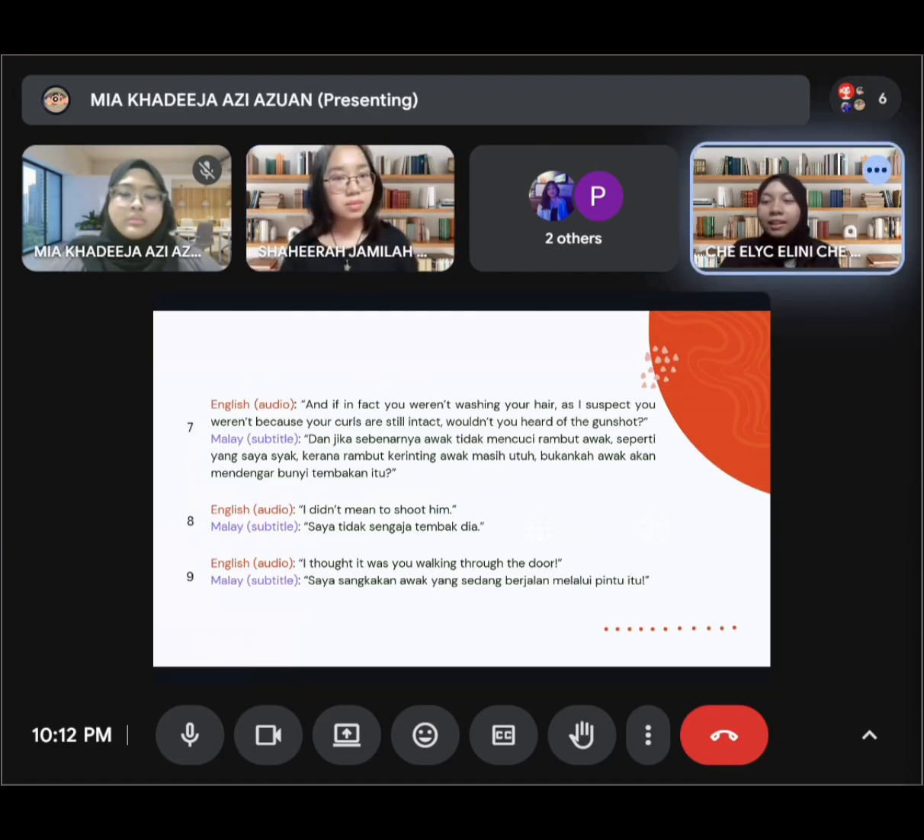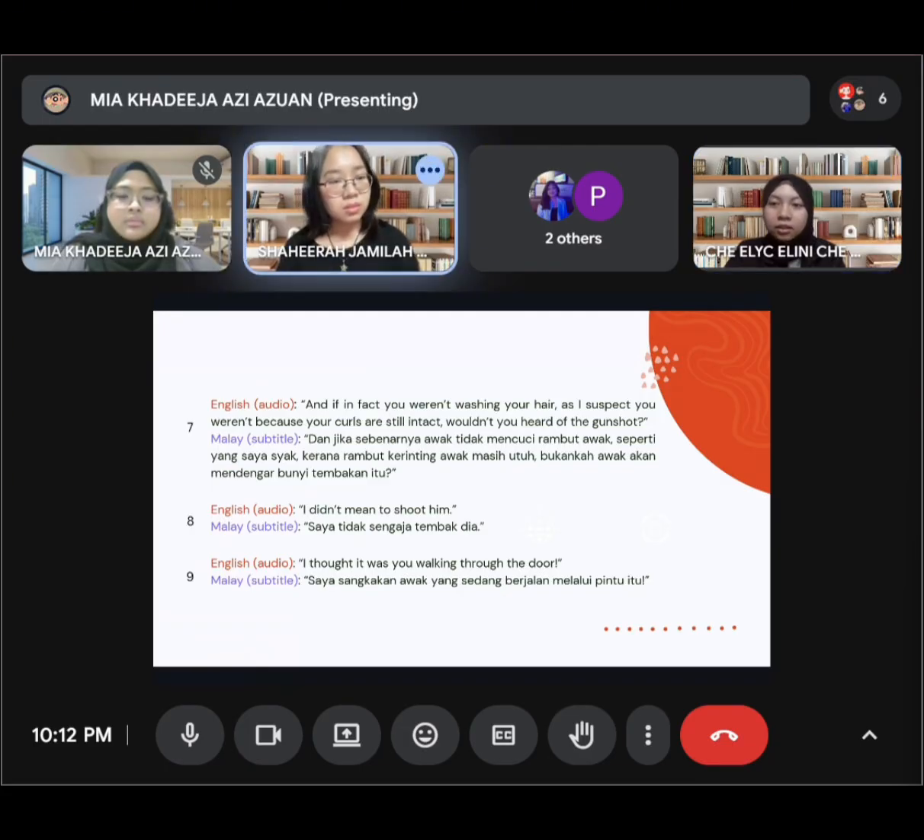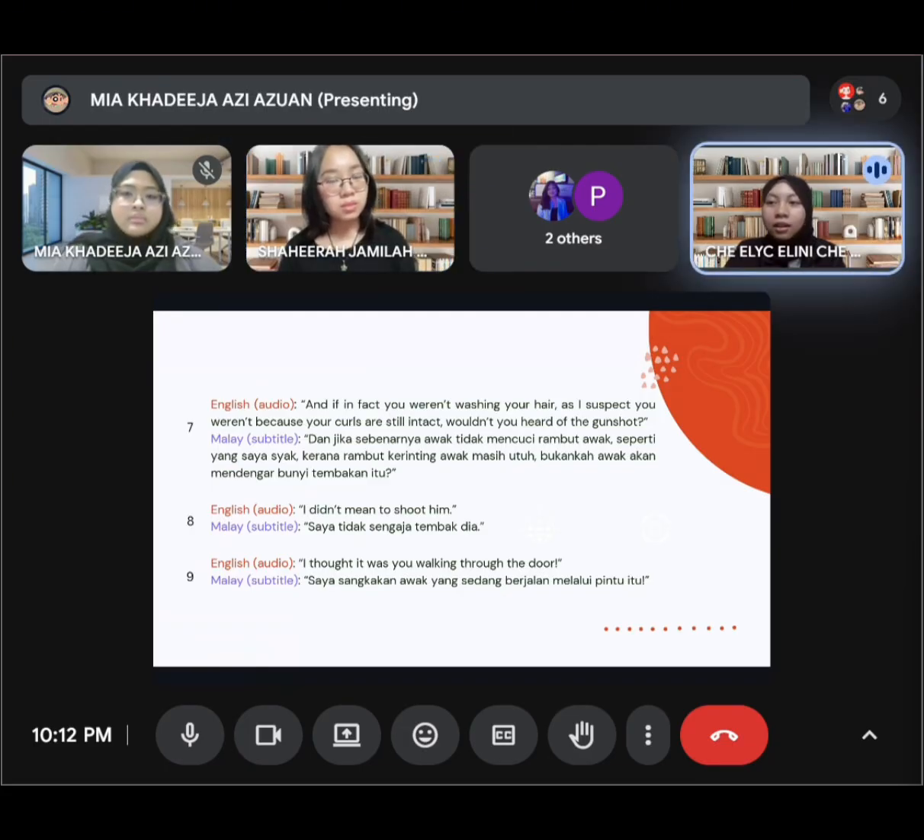So for line 8, the original English audio is, "I didn't mean to shoot him." The Malay subtitle that appears on the screen is, "Saya tidak sengaja tembak dia." And line 9 in English is, "I thought it was you walking through the door." And the Malay subtitle shown is, "Saya sangkakan awak yang sedang berjalan melalui pintu itu."